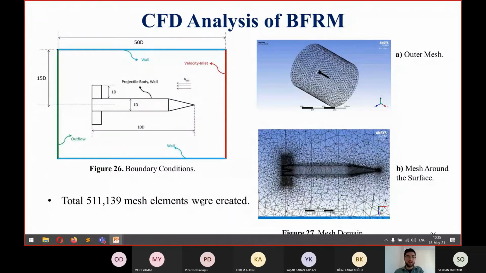And these are my boundary conditions. This is velocity inlet, and there is outflow. I place the outer diameter of the environment at 15 times the projectile diameter so as not to disturb the flow around the projectile. This is the outer mesh, and I increase the mesh around the projectile to obtain a more accurate solution.